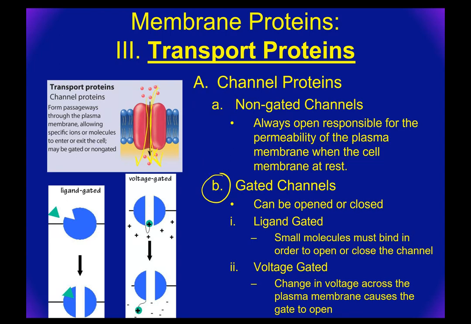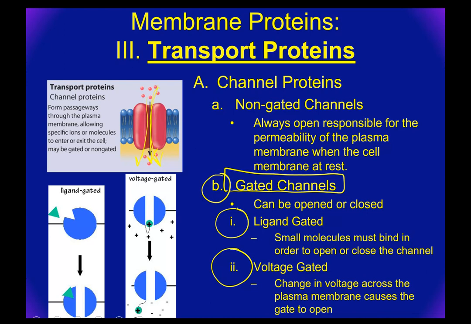Now let's talk gated. Simple. A gate can be opened or it can be closed. That's what gated means. Instead of having just an open archway, now I actually have a doorway that I can open, or if I don't want it working, I close it. So we have 2 major types of gated channels, ligand gated and voltage gated.